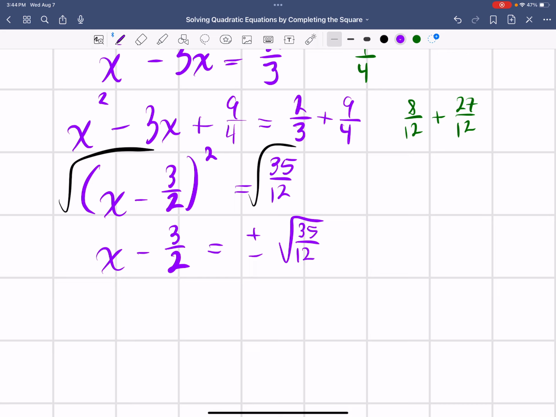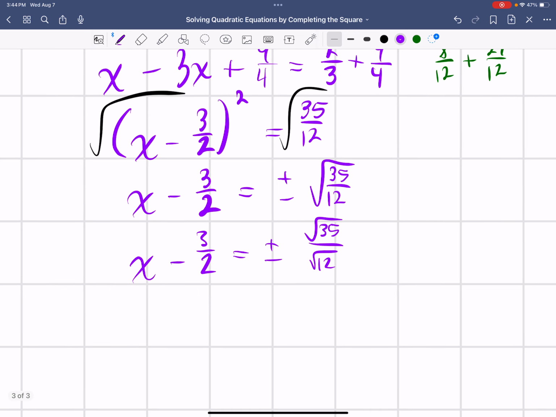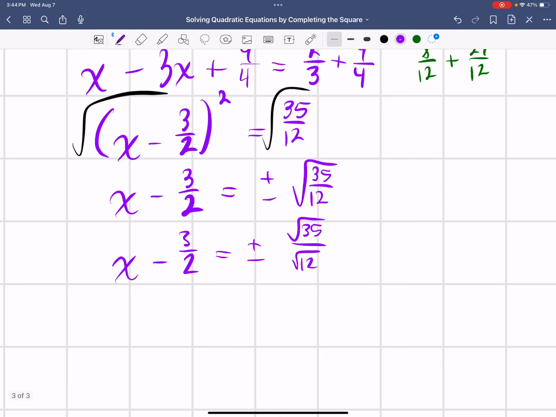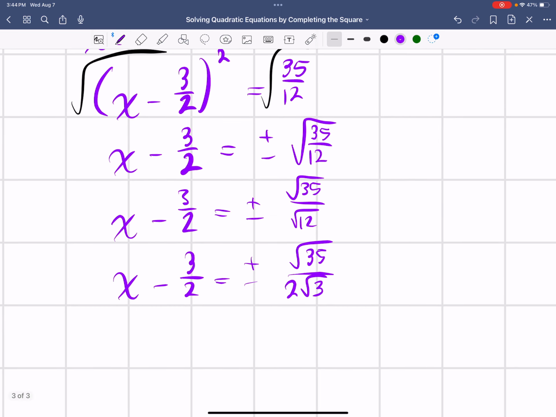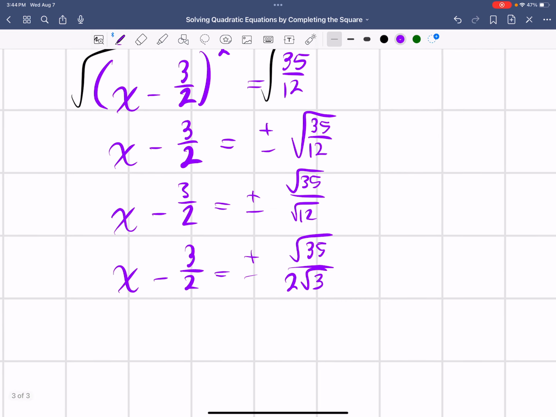Let's simplify this radical. Let's see, a few things we can do. First, let's split the top and the bottom: root 35 over root 12. And root 12 we can simplify, right? Since 12 is 4 times 3, that'll just be root 35 over 2 root 3. And then we need to rationalize the denominator. To do that, we will just multiply the top and the bottom of this fraction by root 3.